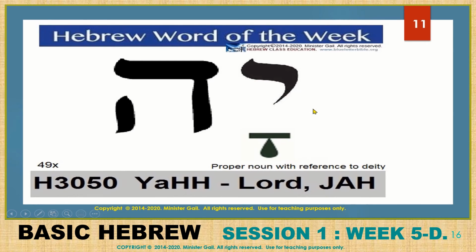So the beginning of the word came from Yah, Lord, H-3050. So here's your Yod, the A, the vowel, and the H. When they double the H, it's pronounced harder. Yah. There's your H. It's in there 49 times. H-3050. This is the proper noun with reference to a deity.